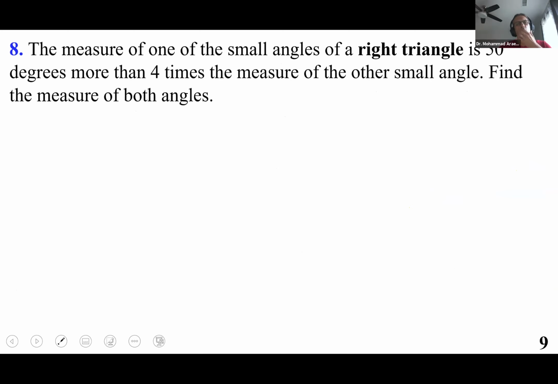The measure of one of the small angles of a right triangle is 50 degrees more than 4 times the measure of the other small angle. Find the measure of both angles.